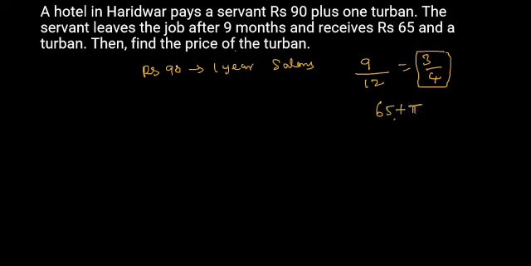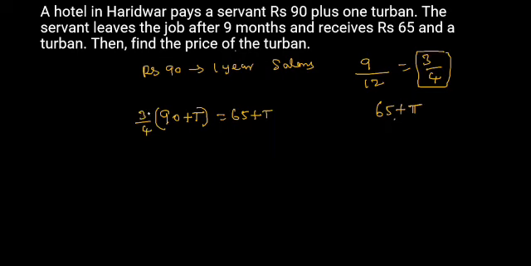Now what is the original salary here? If she works for 1 year, she will get rupees 90 plus a turban. This is 1 year salary. Now what is the salary she has received now? She has received 65 plus 1 turban. Now we understand that 65 plus T is the 9 months salary. So 9 months can be written as 3/4 into 90 plus T, isn't it?